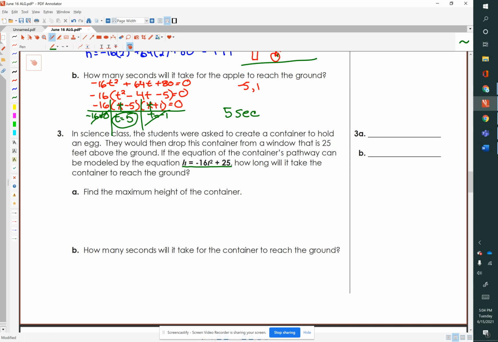So they're dropping it from a window. Here they are at the window. They've got this container. It has an egg inside. I guess they're experimenting to see if the egg will break. Here's the ground.